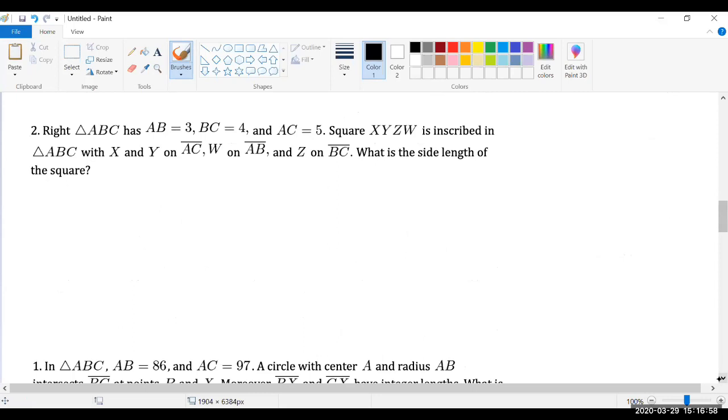This one is a little bit harder. It's from AMC10. Right triangle ABC has AB equals 3, BC equals 4, and AC equals 5. Square XYZW is inscribed in triangle ABC with XY on AC, W on AB, and Z on BC. What is the side length of the square? Let me draw this out.